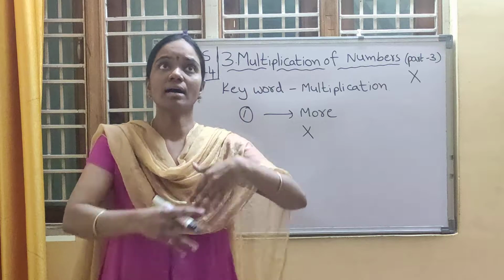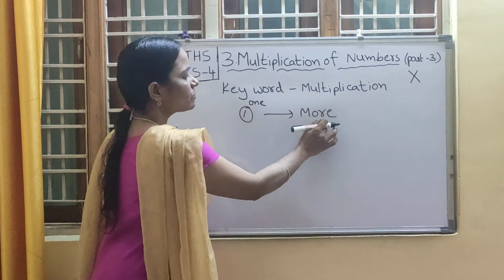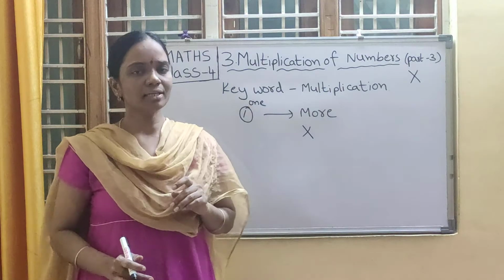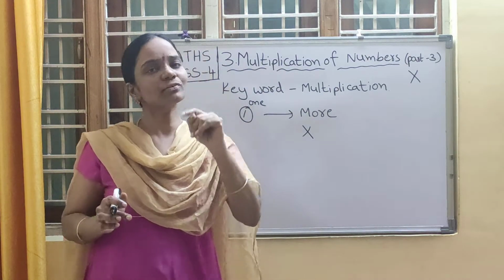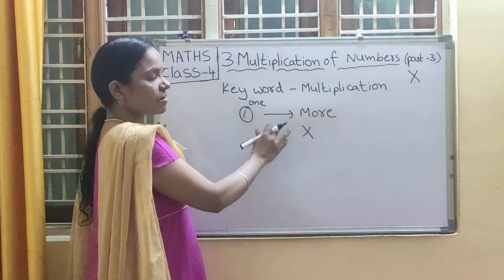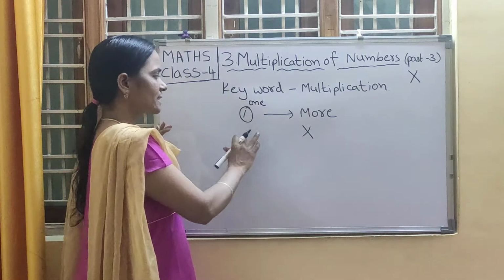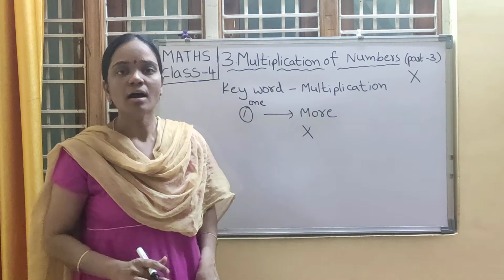Giving one thing and asking for more means we have to take multiplication. Reverse, giving more things and asking for one means we have to take division. Later we will discuss that. Now we have to concentrate on this keyword, that is giving one thing and asking for more things means we have to take multiplication.